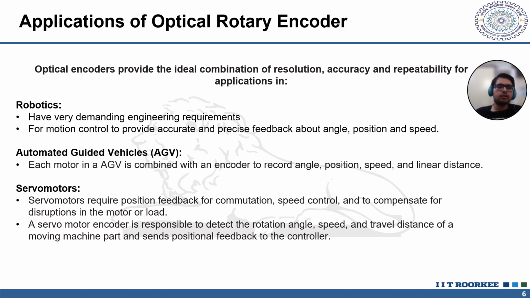As the need and importance of AGVs is increasing, we see that it can be considered as a major application of optical rotary encoders. Each motor in an AGV is combined with an encoder to record angle, position, speed, and linear distance. Along with this, servo motor controllers are provided with the necessary position feedback with the help of optical encoders. A servo motor encoder is responsible to detect rotation, like angle, speed, and travel distance of a moving machine.